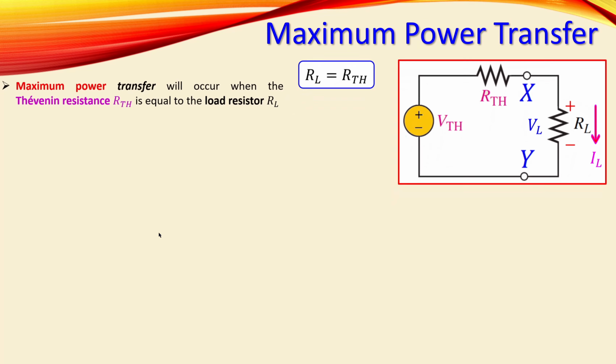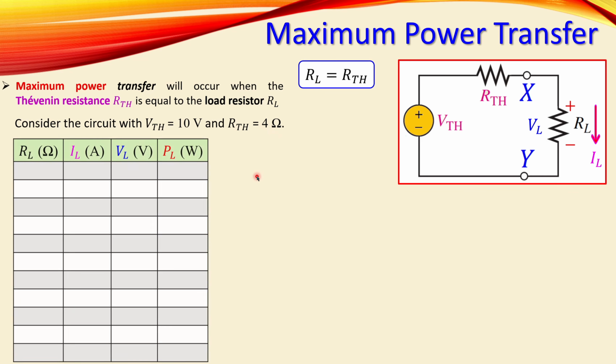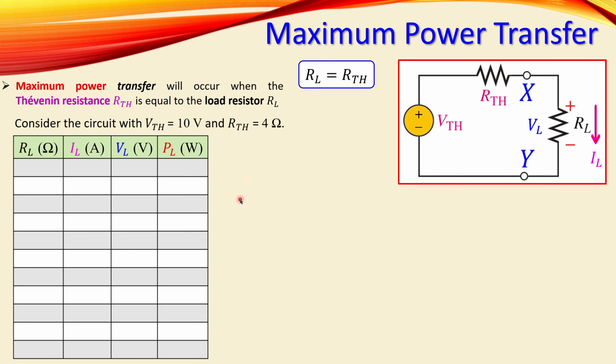Now, before we move on, let's look at the maximum power transfer again in more detail. We can consider, for example, a circuit where we have this as 10 volts, which we already calculated, for example, from a very complex circuit. And the RTH, that is the Thévenin resistance, is also calculated or given as 4 ohms. Now, we can generate a table for this situation.